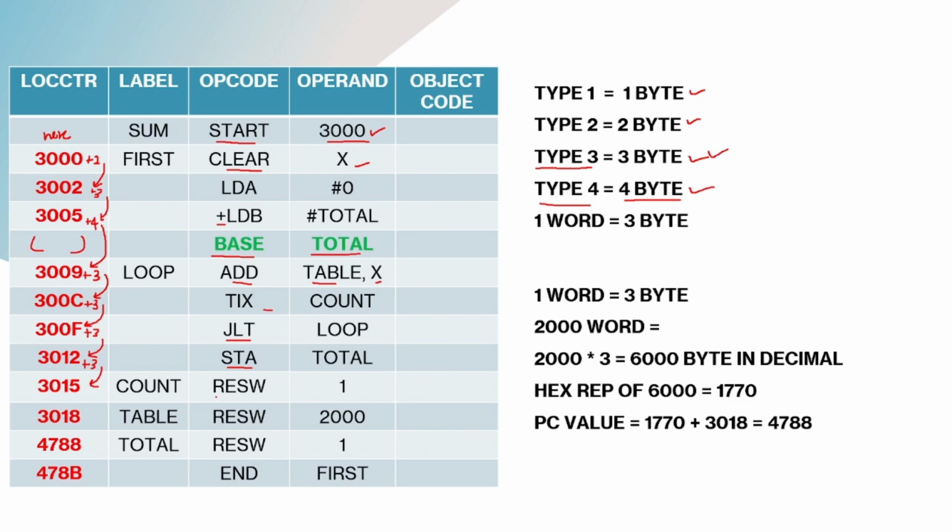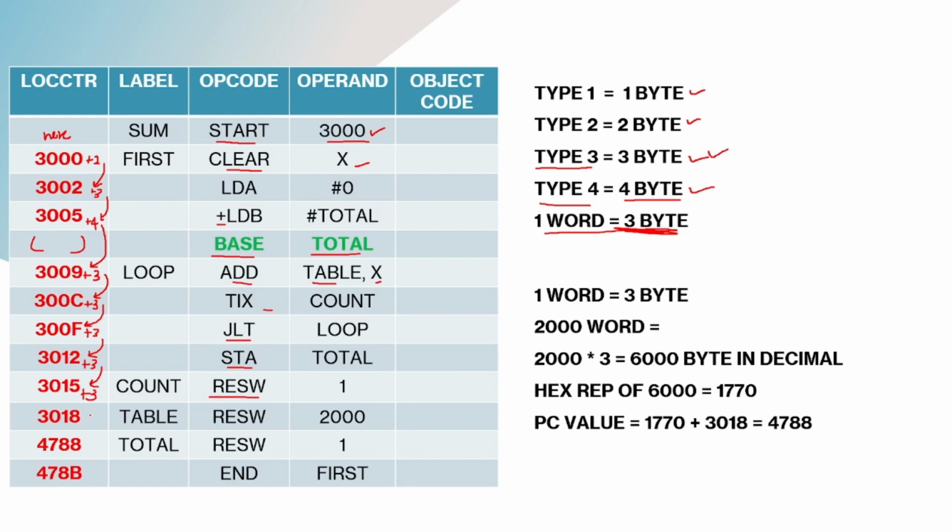You can see RESW. We're using RESW right here. We are reserving a word. How many? One word basically. So one word occupies 3 bytes of space. Now what we do is we take this value 3015 and we add 3 because we are reserving one word. So one word occupies 3 bytes. We are incrementing the current location counter value by 3. So that points to 3018.